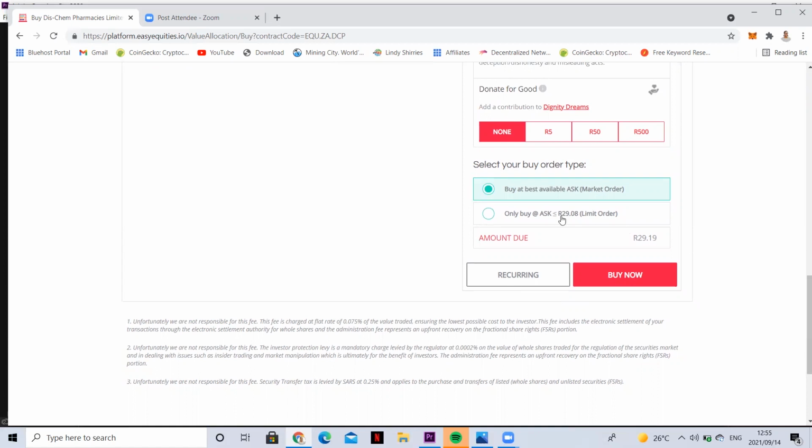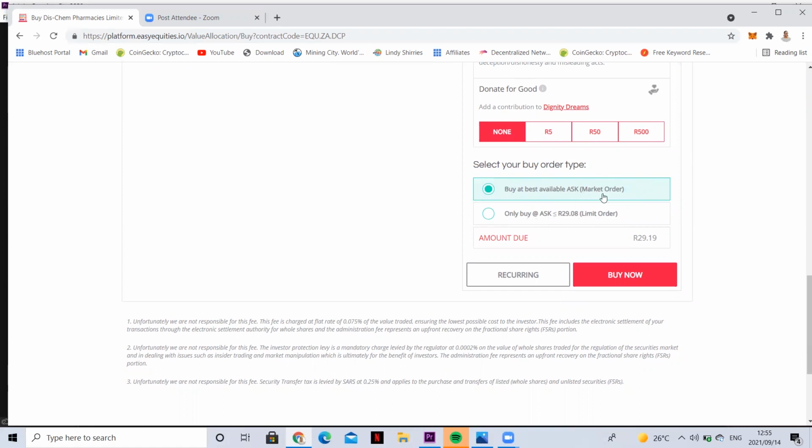And then you can buy at a market order. If you put a limit order, then you have to wait for the price to go down, which is also not good. So market price, whatever price is listed there, you use that market order. So if you want limits, say for example, you want to buy at 27 Rand, when it goes down, then you will only buy at that price.